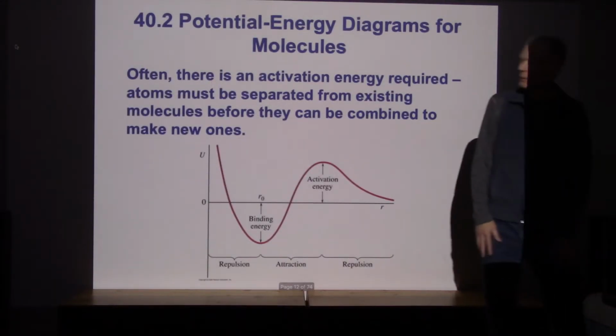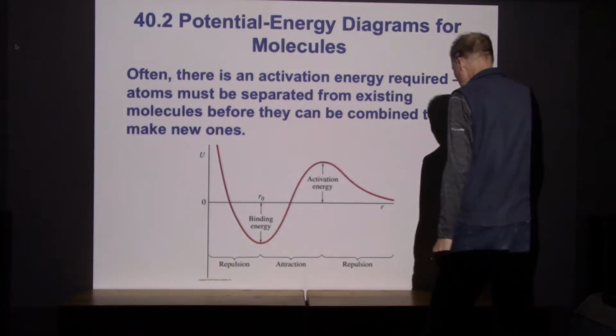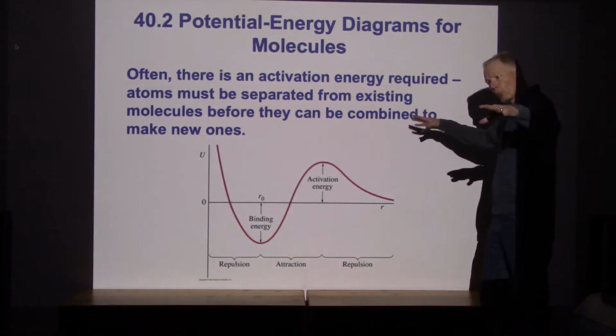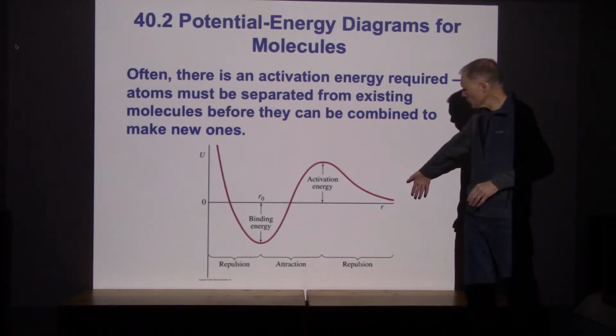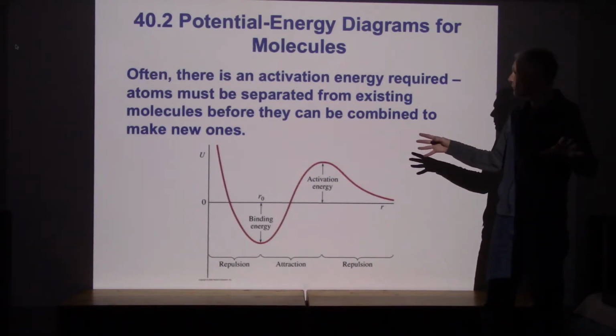All right, here's an alternate profile. This says, and again, if we're forming the chemical bond, rather than starting at the zero end of this, we start out here where the atoms are far, far away from each other.